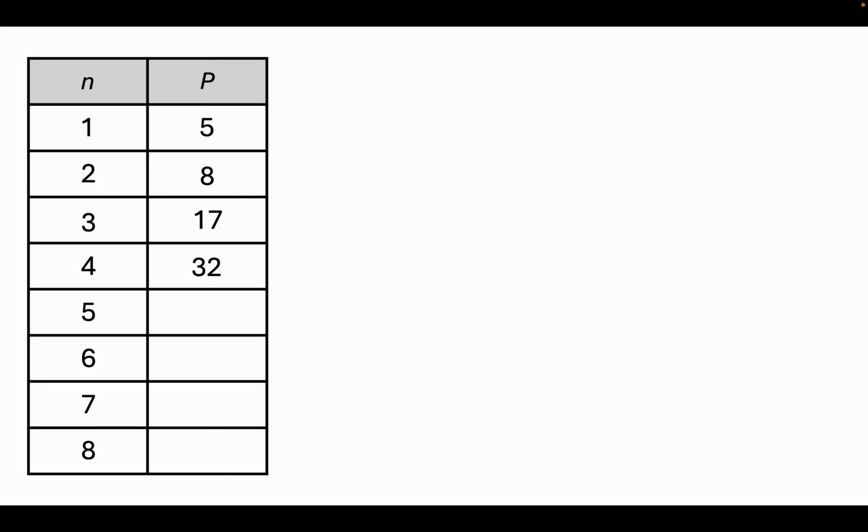Okay, here's example 2, a little bit more complicated. Let's see how we go. So I've got a number sequence that goes 5, 8, 17, 32. I've already checked that it's not geometric because 8 divided by 5 isn't the same as 17 divided by 8 or 32 divided by 17.